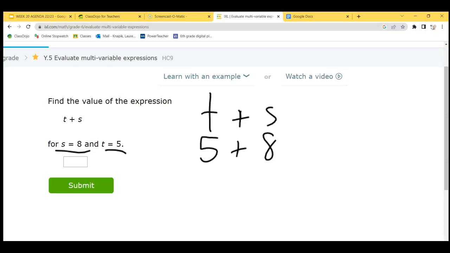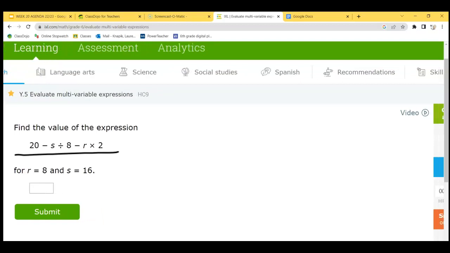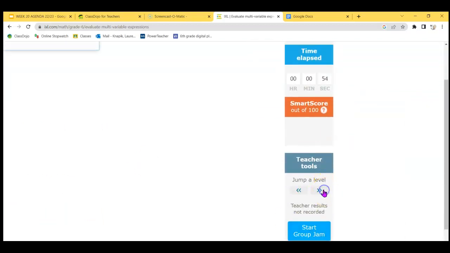This is a simple expression with only one operation, so you can just go right ahead. 5 plus 8 is 13. Submit your answer. On here, they do get a little more difficult, as you can see here. Just be careful when you rewrite your expression that your variables have the correct value. I want a SMART score of 80, so we're going to bump up a couple levels.